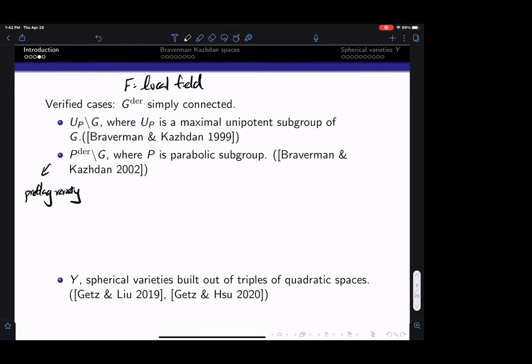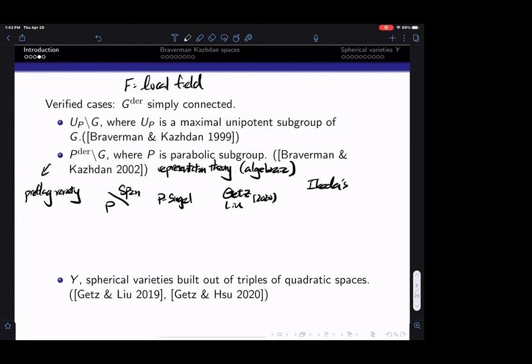But given that Braverman and Kazhdan are the ones who actually established these cases, Jayce started to call this space the Braverman-Kazhdan space, and so I will follow his terminology. It's good to know that the work of Braverman and Kazhdan is built up by representation theory, so it's purely algebraic. And there are several other works in the same setting. In the case G is Sp_{2N} and P is the Siegel parabolic, Getz and Liu, in their 2020s paper, established this case based on Ikeda's work on triple product L-functions, and the approach is analytic. So their work deals with both the Archimedean and non-Archimedean cases.